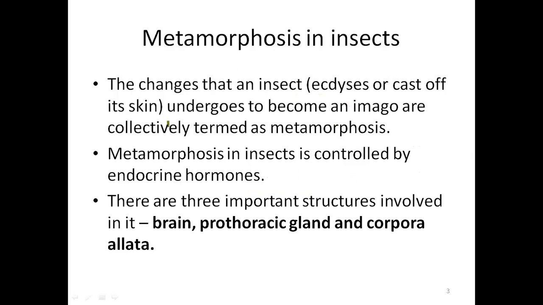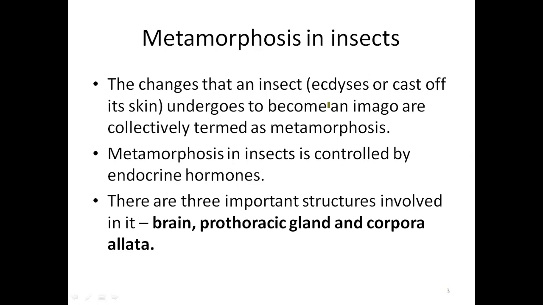Now in the case of insects, we know very well the insect undergoes a series of moltings. Molting means the insect is casting off the old skin, and this casting off is after the formation of the new skin just below the old skin, and this results in the formation of the imago. Imago is the final stage of metamorphosis. Now, between insect larva and imago, there are a lot of structural and physiological changes taking place, and all these changes are completely controlled by different glands.